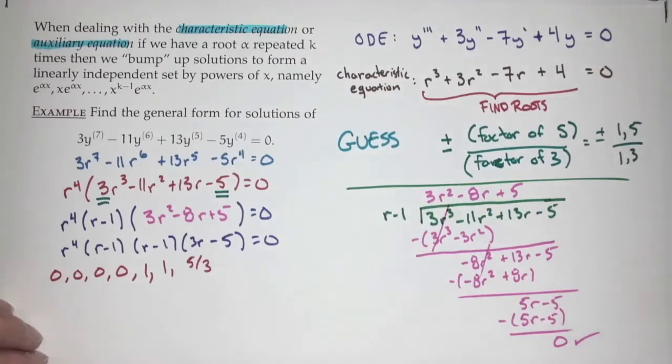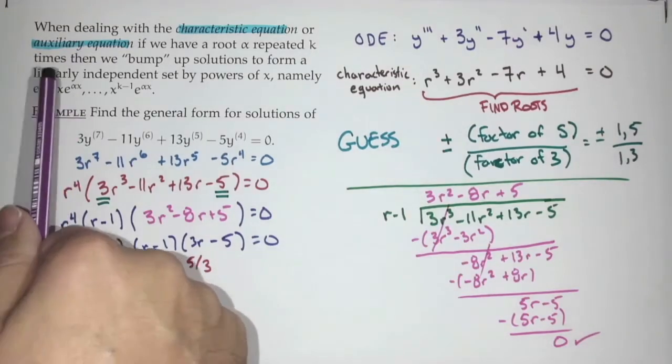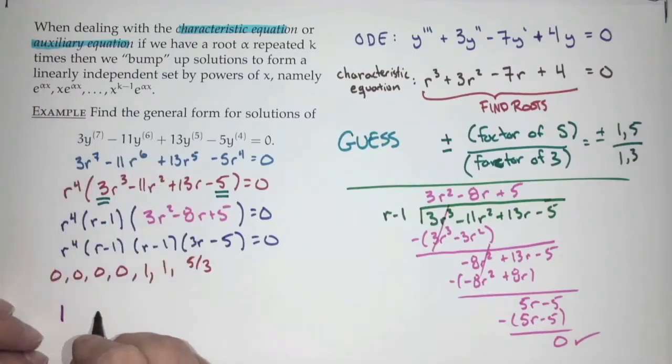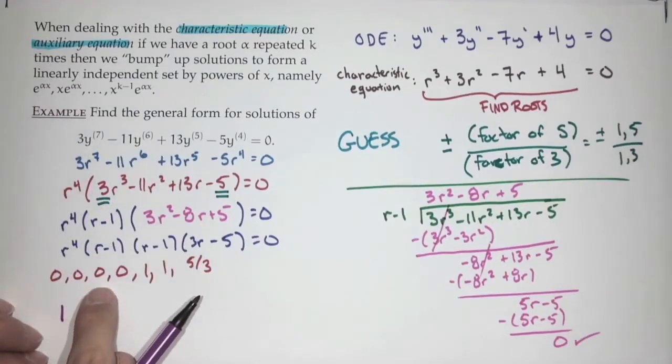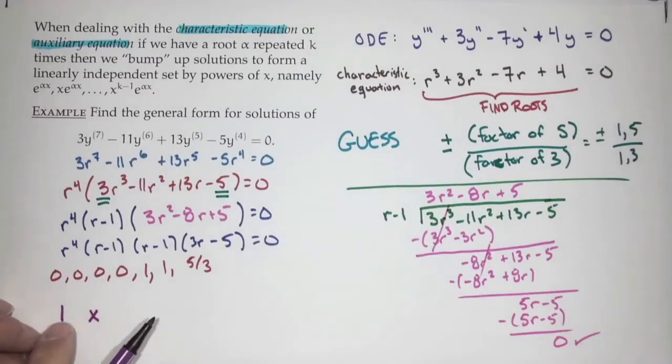Well, it would be e to the 0x, also known as 1. Now, the next 0 will be what function? X, because it's a repeated root, so you have to multiply by x. The next 0 will be what function? X squared. You got to keep bumping up, because we already had 1, we have x, so it'll be x squared.